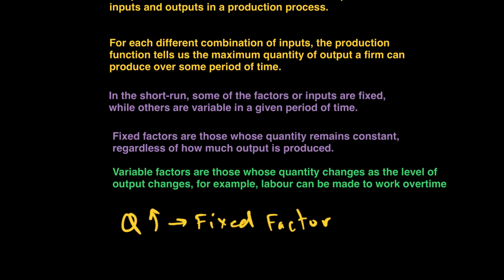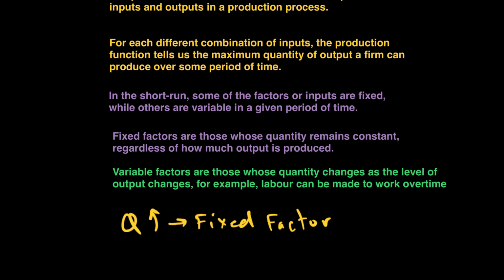But let's say in order to increase our output, we need to increase our faculty, that will be what we call a variable factor. So what is a variable factor? A variable factor is the factor that changes in quantity as output changes. In fact, we change that variable factor to achieve more output for us. So a variable factor changes as quantity goes up, while a fixed factor remains constant as quantity goes up.